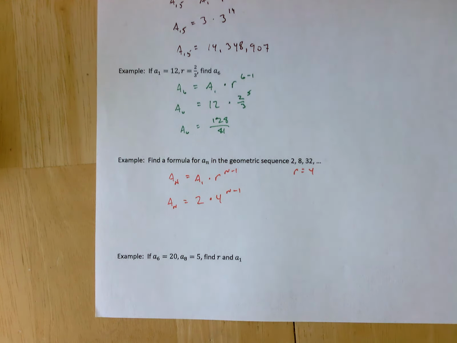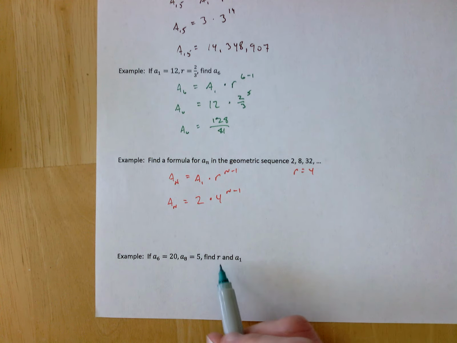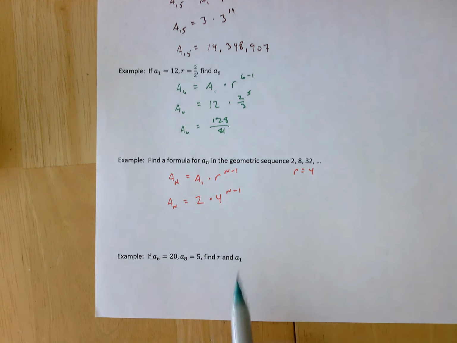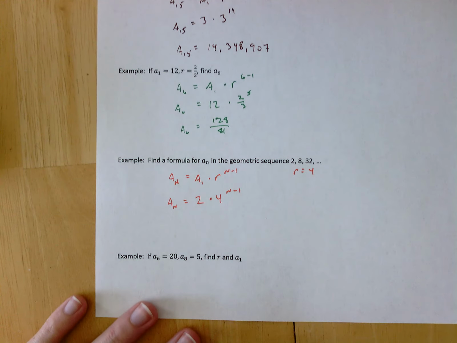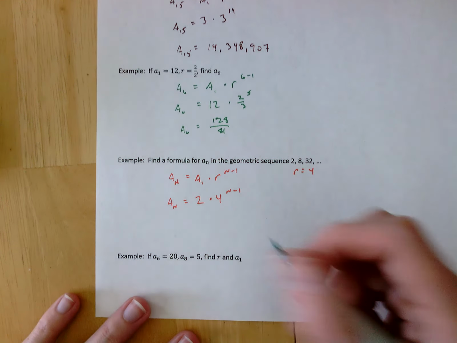All right, and then finally, this guy down here. Now, this one, make sure you pay attention to because there's kind of a weird thing that happens in this one. Okay, so we have a sub 6 and a sub 8. We want to find our common ratio r and a sub 1. And you might be looking at this and thinking, oh, I can figure this out in my head pretty darn easily. But we're still going to walk through it, and you'll see why in just a moment.